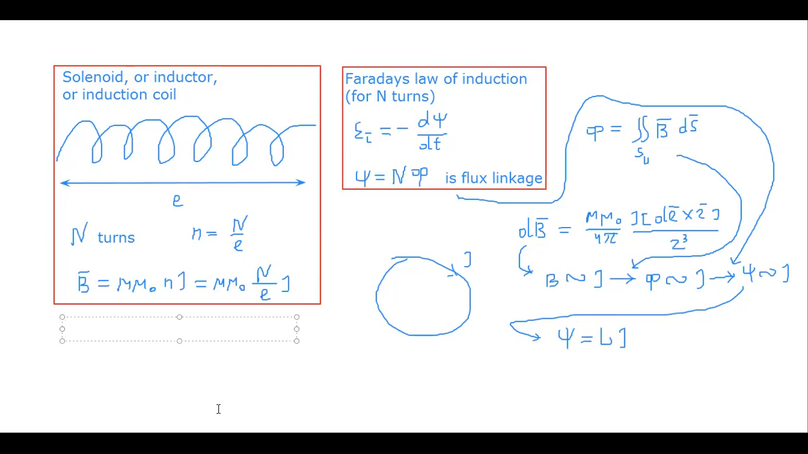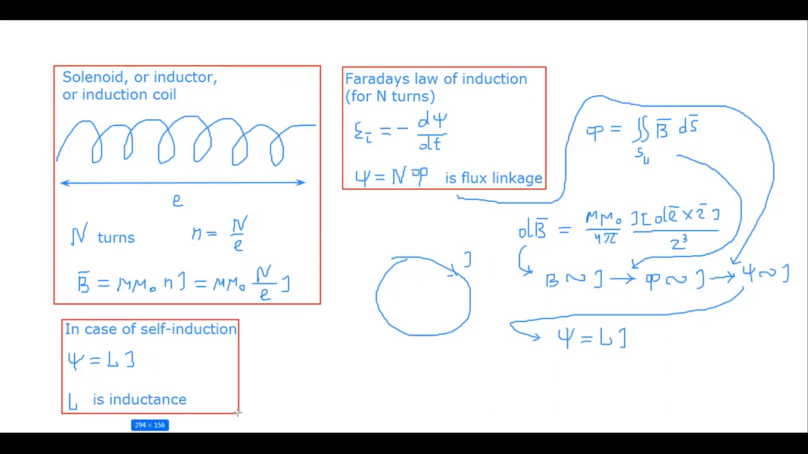So in the case of self-induction, psi is equal to L multiplied by I, where L is inductance.